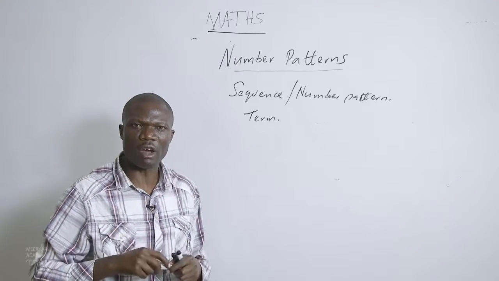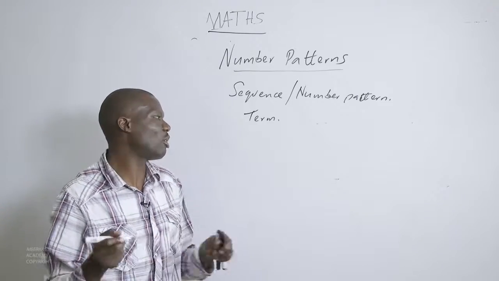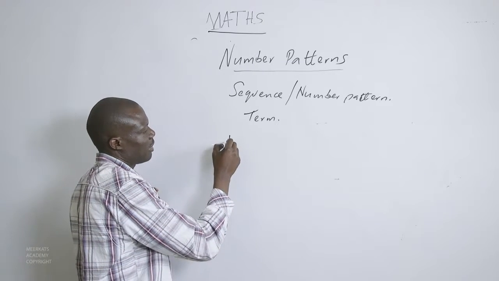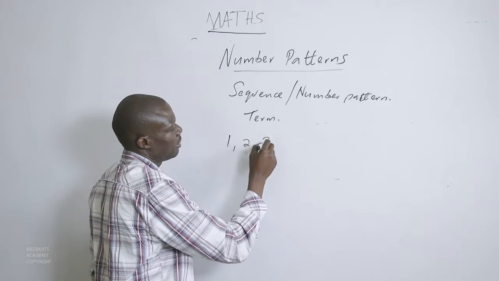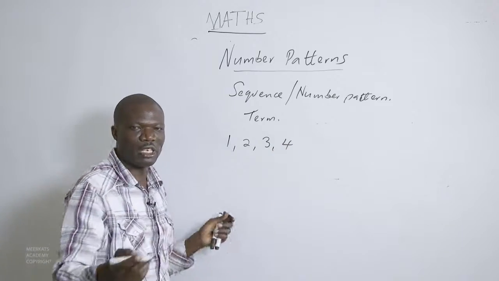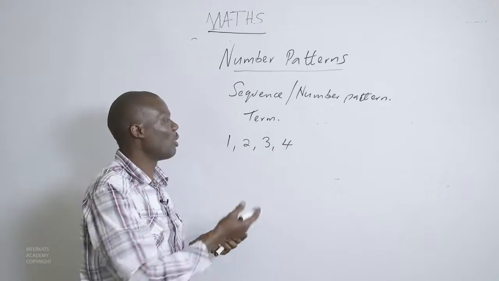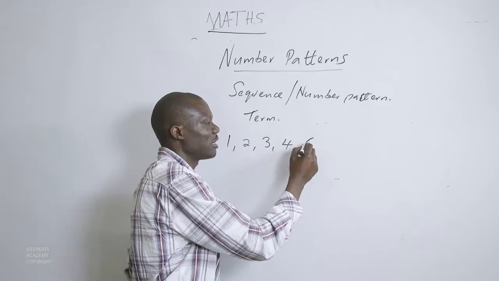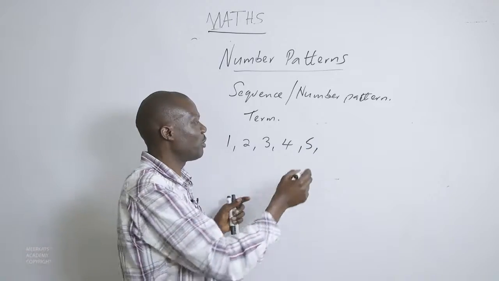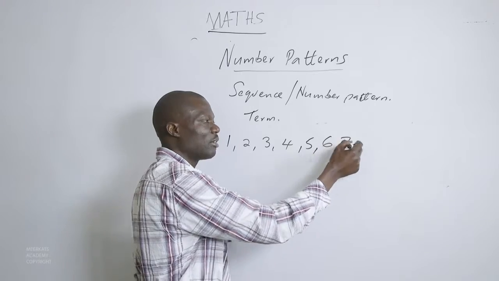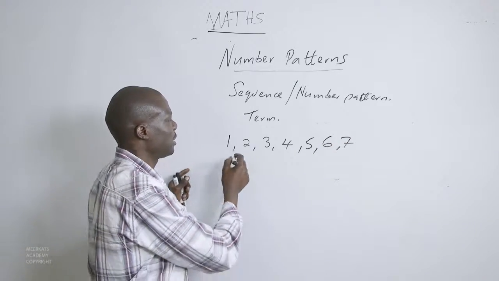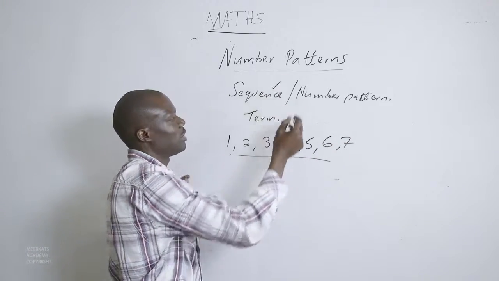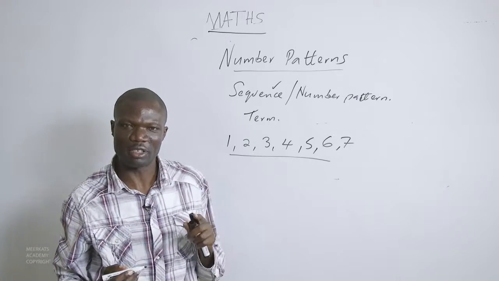Now, if we have a pattern of numbers, like we all know, if somebody just starts writing down 1, 2, 3, 4, definitely if I ask you to tell me what is the next number, you'll tell me the next number is 5. And after 5, what will follow is 6, and then 7, and so on. This is a sequence or a number pattern on its own.